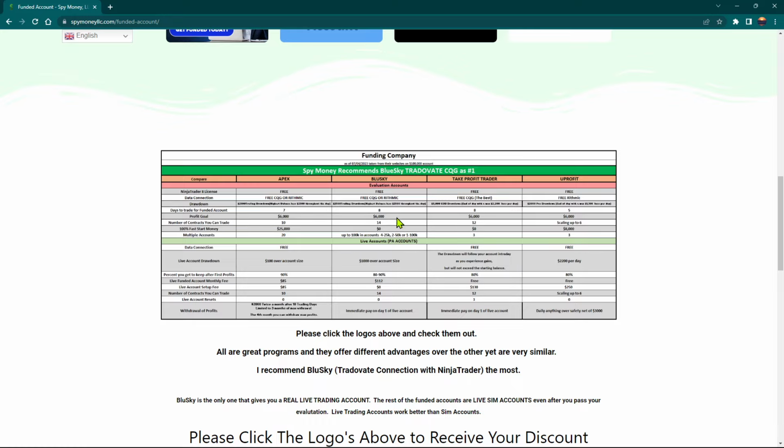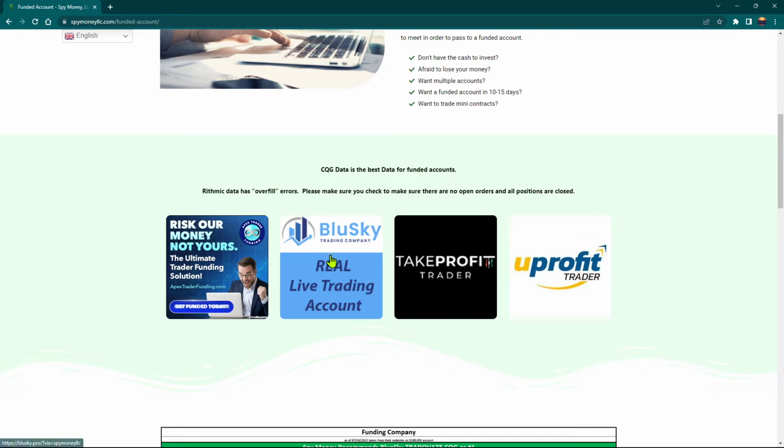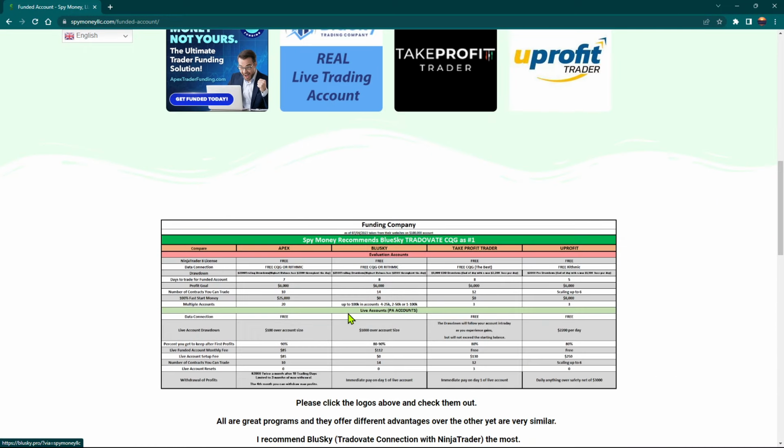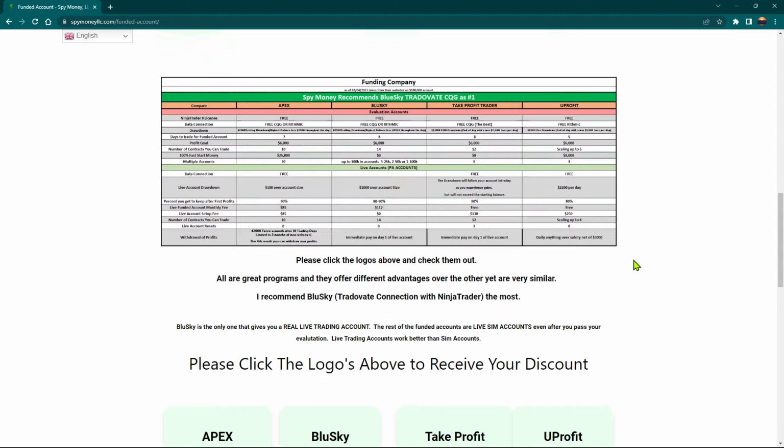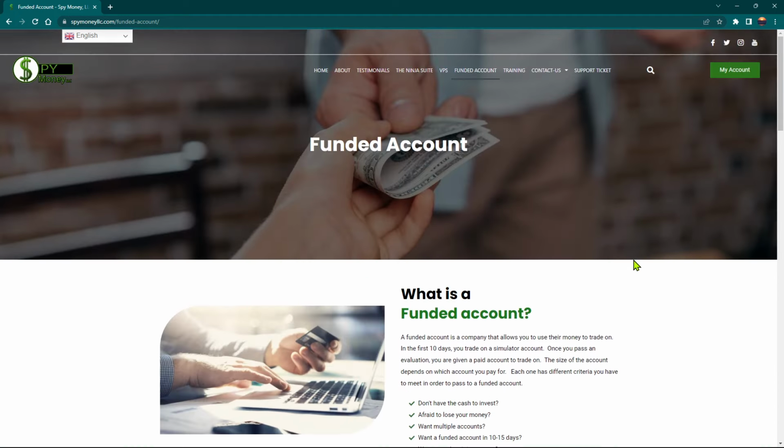I do not have the 150 on here for BluSky, but if I was going to do BluSky, I would do the 150 account. In my opinion, that's the best deal on the market right now. I think it's around $140 or so with a coupon. I think it's $199 without a coupon. Depends on if they have one or not. And down at the bottom, you can click on through here, and there's coupon codes and so forth that you can use on different ones and help you out.